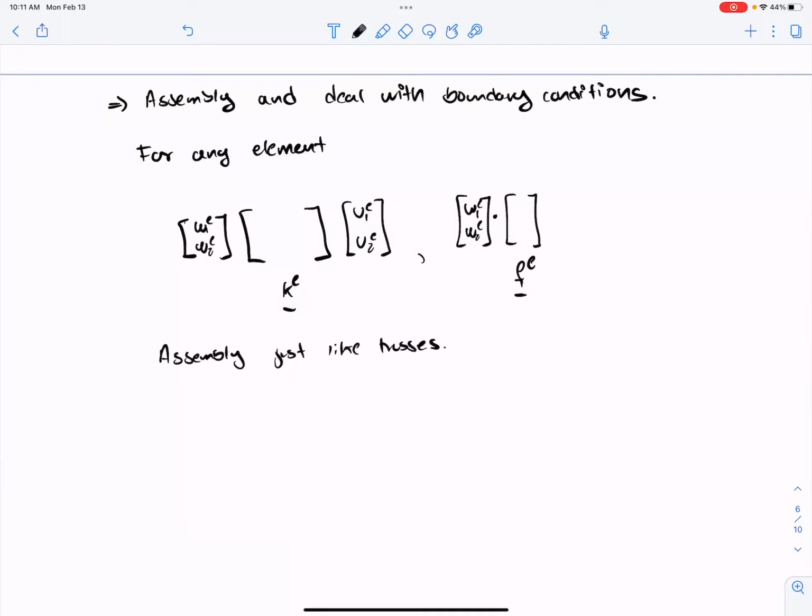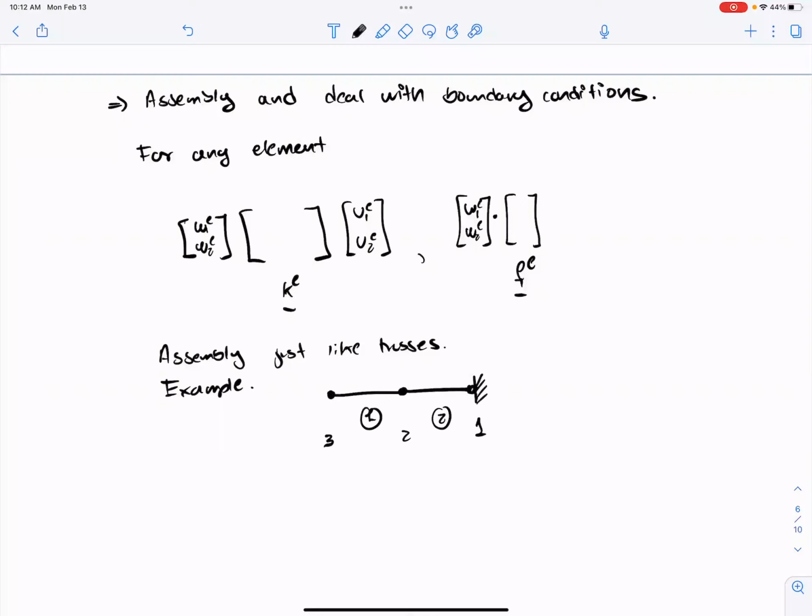So consider, I'll do it with an example because maybe that's easier. Consider the mesh. Let's just do two elements because then I don't have to do that much. And let's say that this one is fixed. So two elements with nodes 1, 2, and 3.